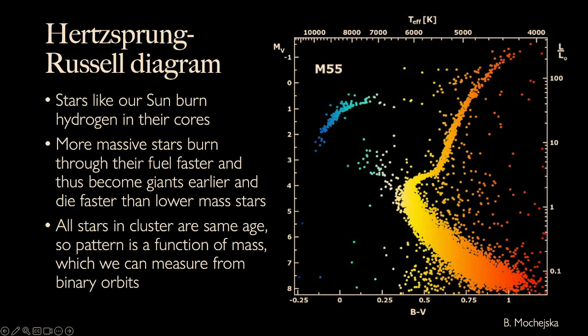So stars like our sun burn hydrogen in their cores. Stars that are more massive are hotter. They burn through their fuel quicker than stars that are lower mass. So therefore they become giant stars earlier and they die faster than lower mass stars. And importantly, all of the stars in the cluster are the same age as each other. So the pattern that we see has to be a function of mass only. Just the amount of stuff the star started with determines its position on this diagram at a given time. And we can measure these masses if we can find those stars in binary orbits. And turns out binaries are pretty common. So we can measure masses of many different stars at different parts of this diagram.